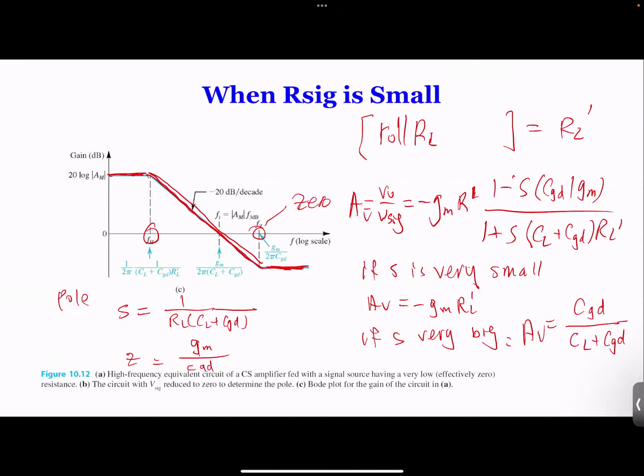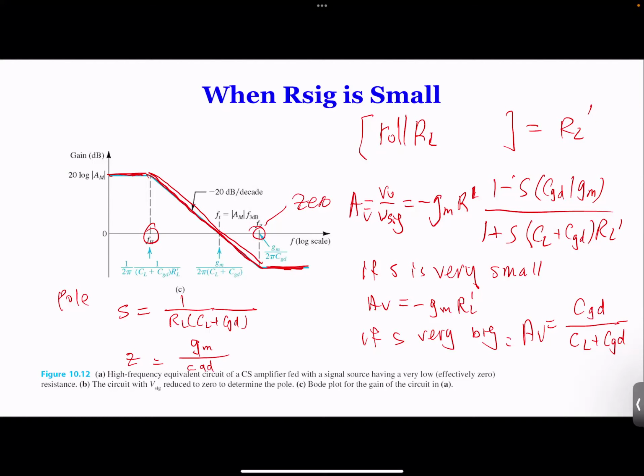But once you get to the pole, your gain is no longer decreasing because the pole cancels and it becomes flat. Now, to be honest with you, we don't really care about this region because the gain is already so small.